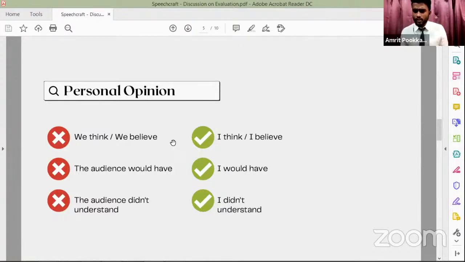Because what do we do in a speech? Why are we coming here and doing a speech or any prepared speech? We have to connect with the audience, right? We have to move them. And you are one of the audience. So it should move you as well. So all your evaluation speech is all about how you felt. Avoid saying we think, we believe, the audience would have felt this way. No, we are not here to represent the audience. We are here to give our own personal opinion.